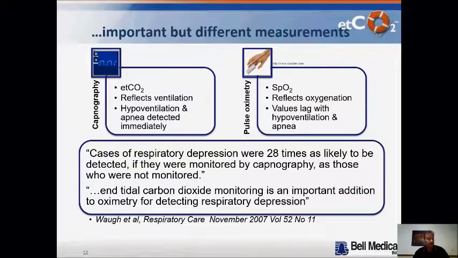So once again, capnography is the end tidal CO2 measurement. It reflects ventilation. Hypoventilation and apnea are detected immediately. So basically, if that CO2 waveform goes to a flat line, that means you're underventilating or you stopped ventilating. So you have hypoventilation or apnea, the lack of breath. Whereas pulse oximetry is a measurement of the amount of oxygen in the blood, or the oxygen that's being carried by the red blood cells. So pulse oximetry reflects oxygenation, and from an alarm or monitoring standpoint, its values lag considerably behind the hypoventilation and apnea detected by capnography.